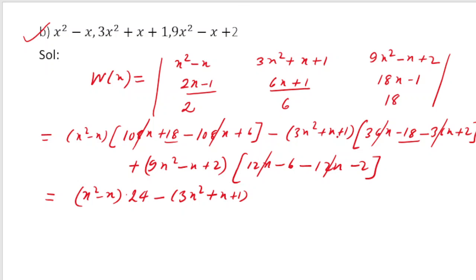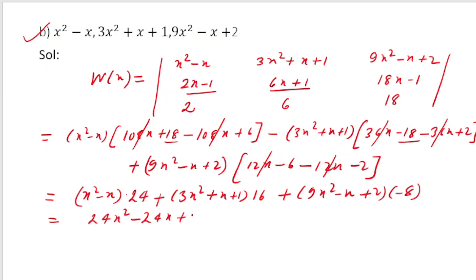So minus 18 and plus 2 will be minus 16, and here we have minus, so let me make it plus, so I write 16, and then plus 9x squared minus x plus 2, and this is multiplied by minus 6 and minus 2, that is minus 8. So if we simplify it, what will I get? I will get 24x squared minus 24x plus 48x squared plus 16x plus 16 minus 9 into 8, that is 72x squared plus 8x and minus 16.